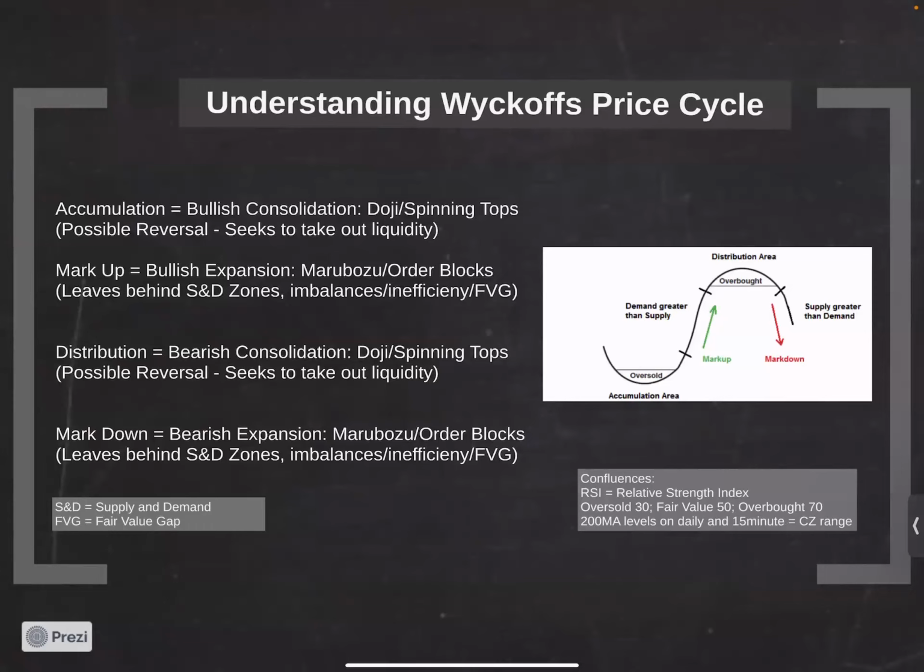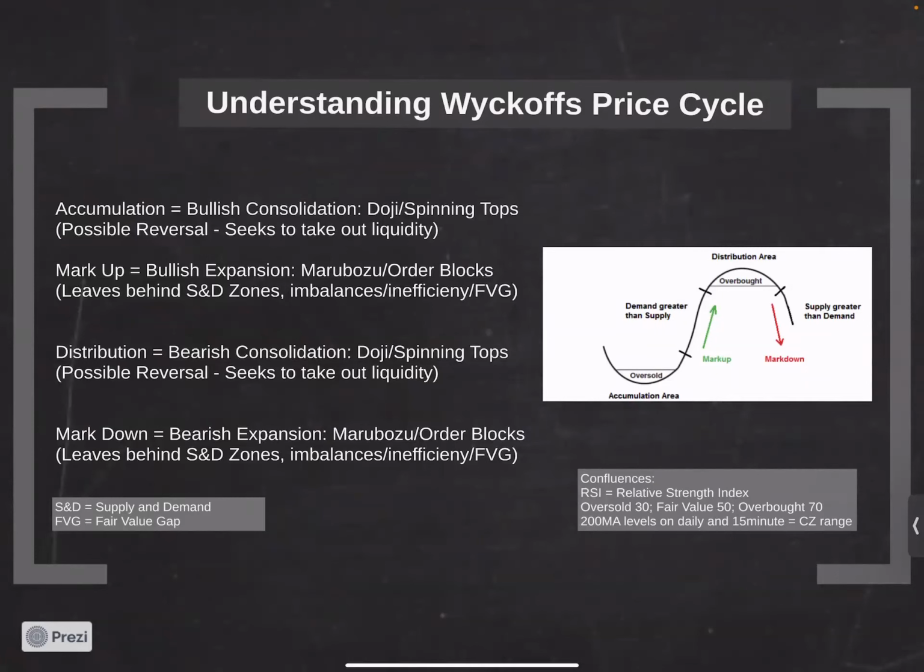The markup is going to be our bullish expansion. After those accumulation orders are complete, then the composite man will probably be ready to expand price. Remember, we have our Marubozu candlestick indicating volume, strong movements to the upside. These Marubozu candles leave behind imbalances, inefficiencies, fair value gaps. All these words are synonymous. They leave behind these orders so that the institutions can later come back to, possibly put in a lower low or sweep liquidity before taking out the previous high that was created.